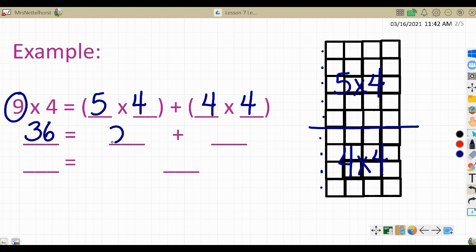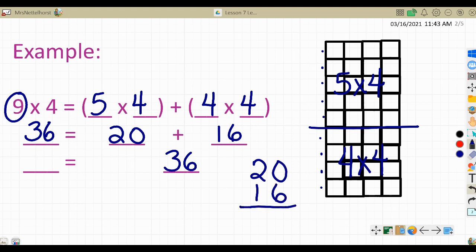So 5 times 4 is 20. And 4 times 4 is 16. So if I add those together, 20 and 16, I just know it in my head, but you can also say 0 and 6 is 6, and 20 plus 10 is 30. The other way to do it is to stack the numbers. Remember, in 3rd grade, we always stack our addition and subtraction because most of the time, there's either more than one addend or there's more than one digit. So 0 plus 6 is 6, 2 plus 1 is 3. And again, 9 times 4 is 36.